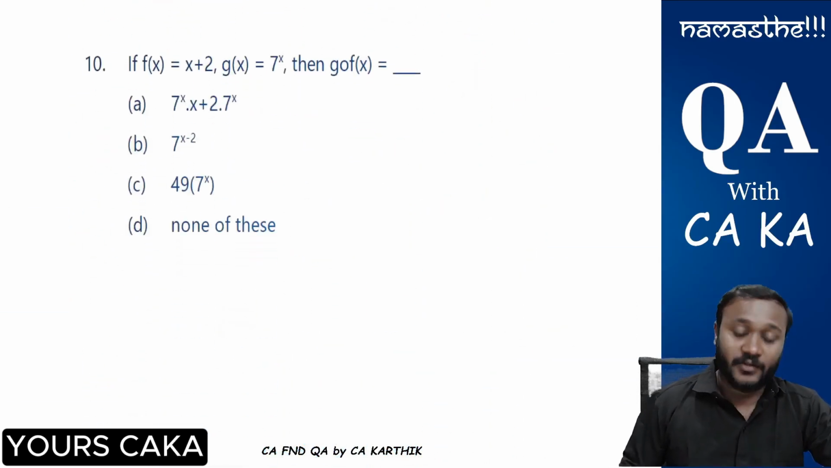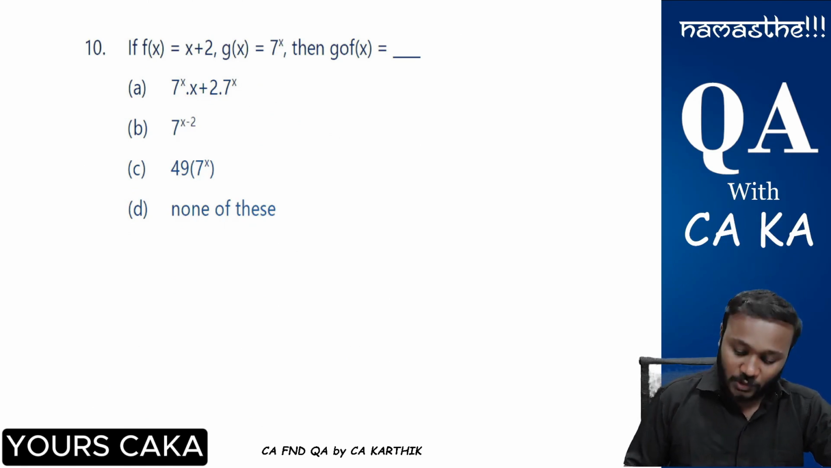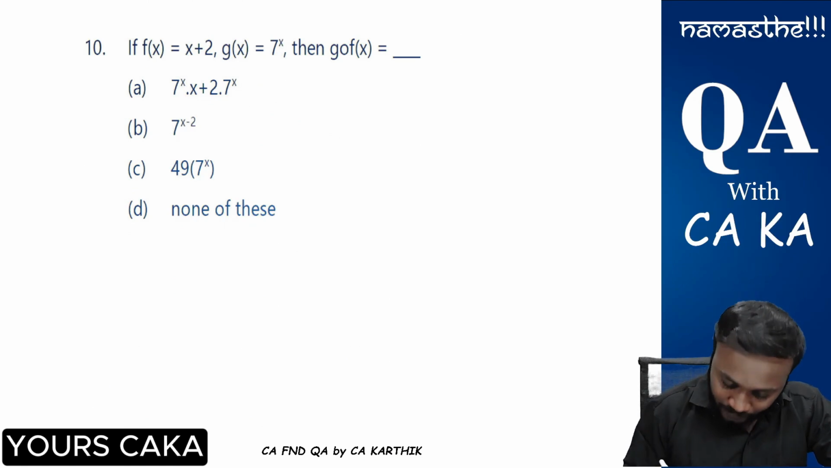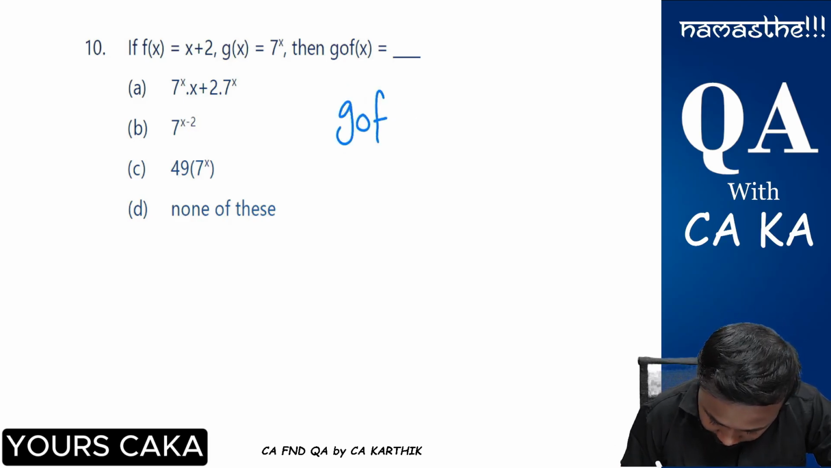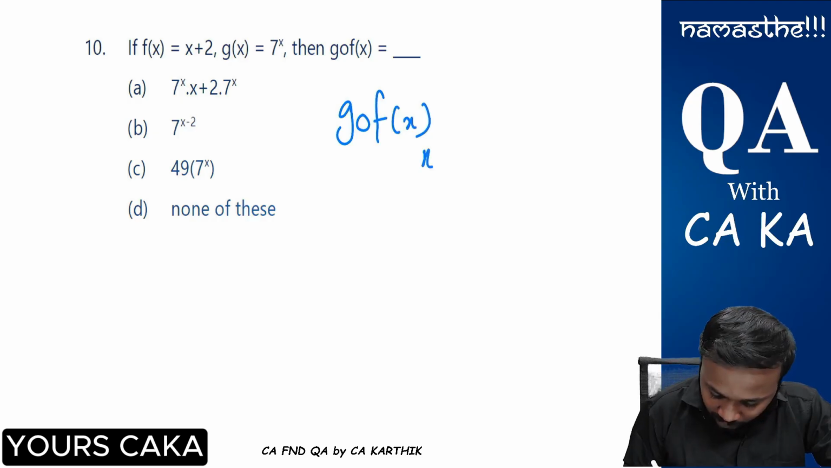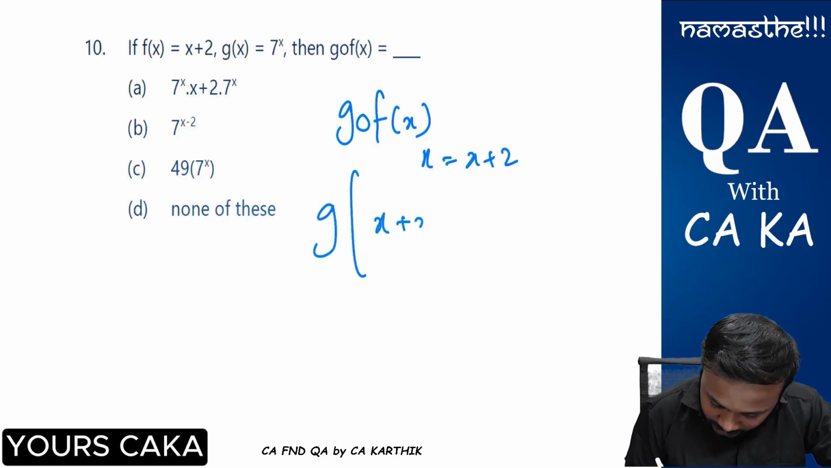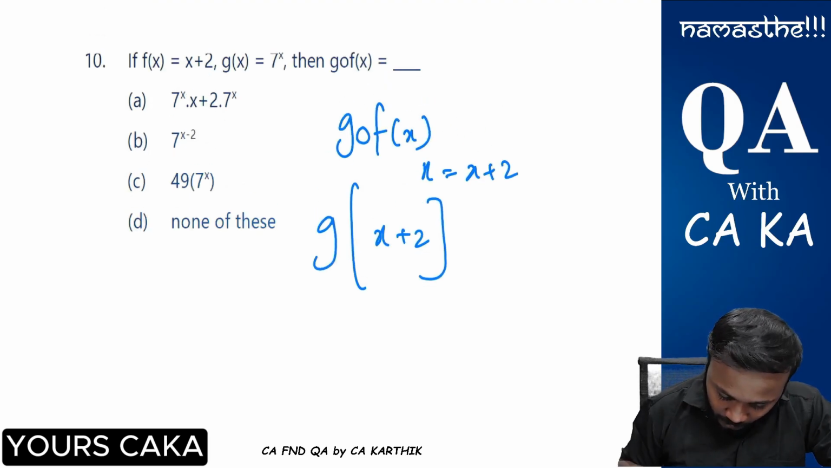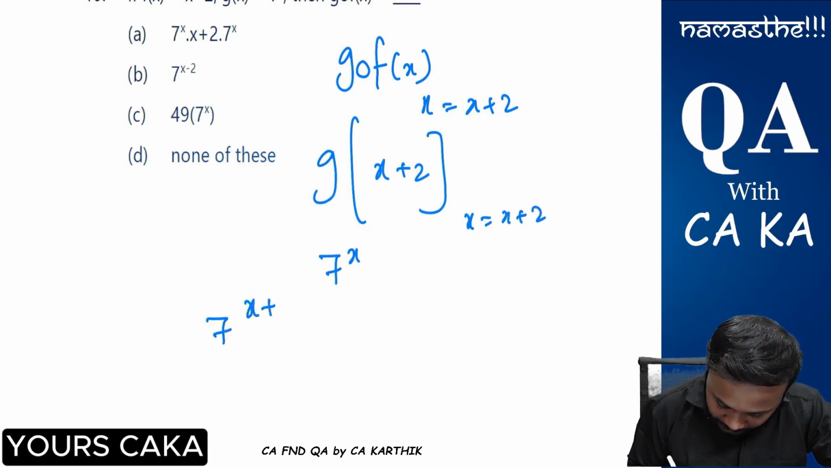So last question for the day. If f of x is equal to x plus 2 and g of x is equal to 7 power x, then find g of f of x. What is f of x, sir? x plus 2. Okay, let me write first. g of f of x. Now in this case, f of x is equal to x plus 2. Then substitute: g of f of x is nothing but g of x plus 2. Now what is g of x, which is 7 power x, where x is equal to x plus 2. Now substitute: 7 power x plus 2.